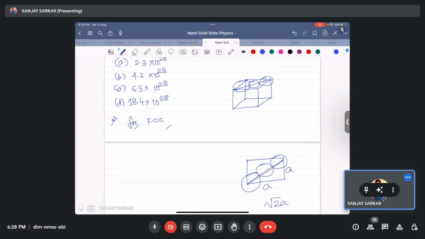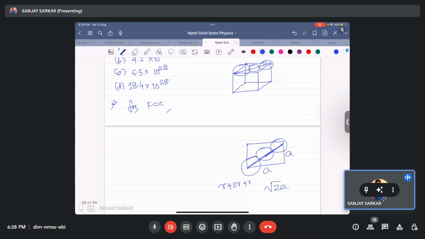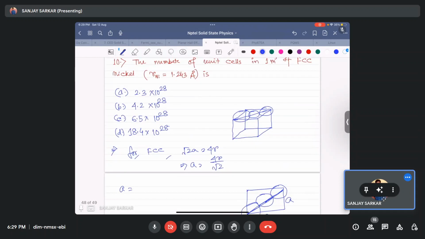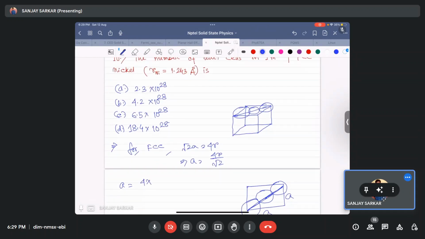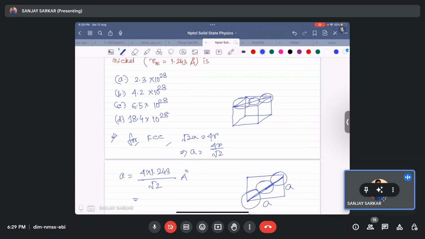So this is root 2 a, and this distance is also, if you know the radius of each atom is r, then r plus 2r plus r. So for FCC, 4r equals root 2 a, so a is equal to 4r by root 2. r is given, so you can calculate a, where r is 1.243, so 4 into 1.243 divided by root 2 angstrom.